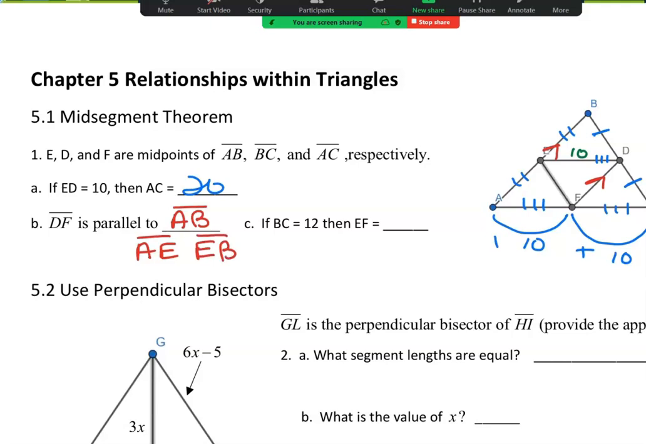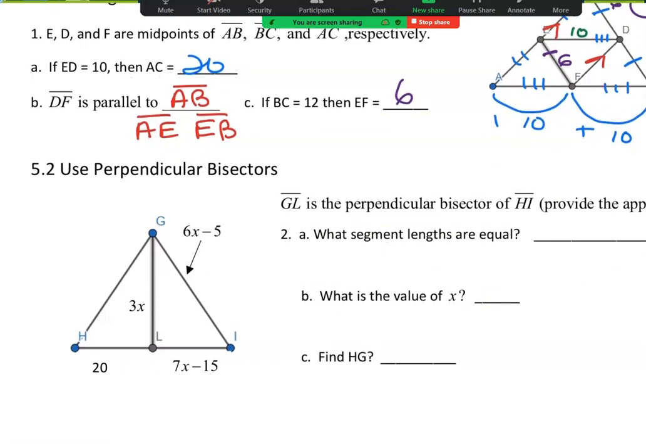Okay, next thing. They talk about BC. So BC, let me change my color. BC is over here. And if this whole thing is 12, then I know that each piece is 6. And they're asking about EF. And EF is parallel to that, so it's also 6. So it's also 1 hash mark. So those 3 pieces are all 6. So therefore EF is 6. And we're done with that question. Okay, go on to the next question.